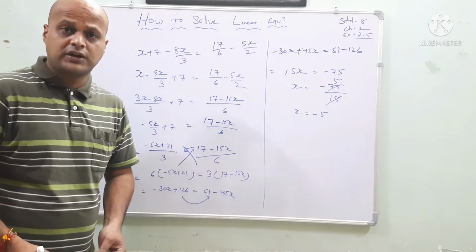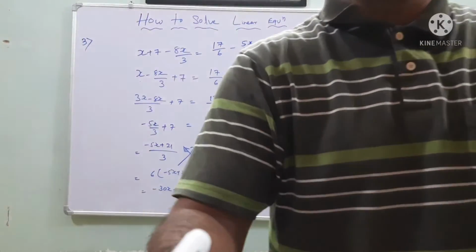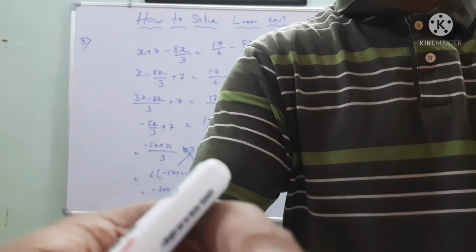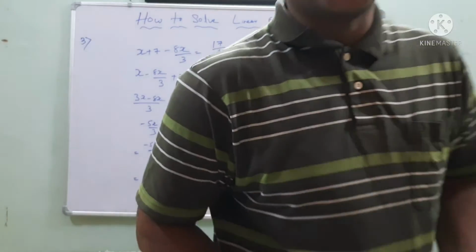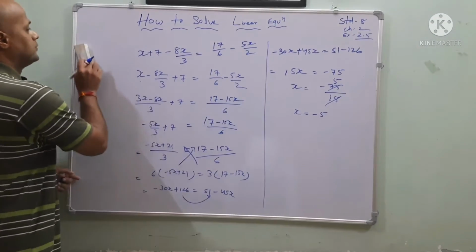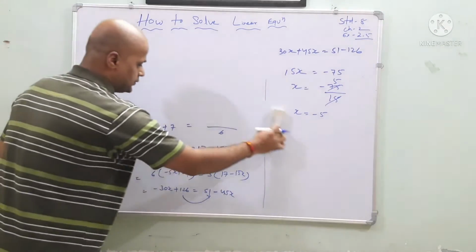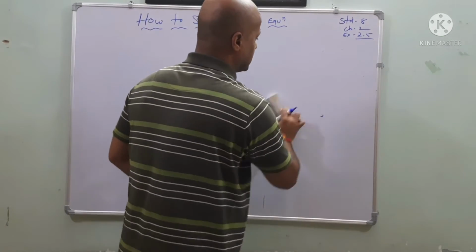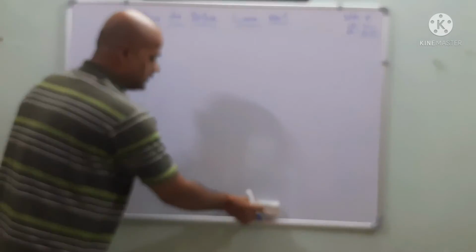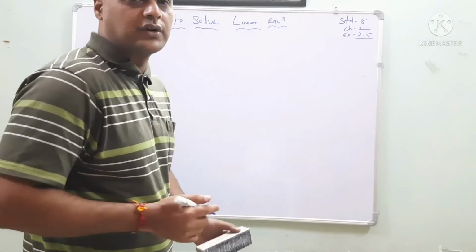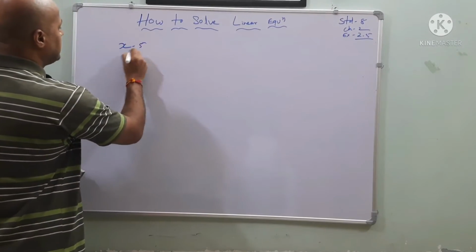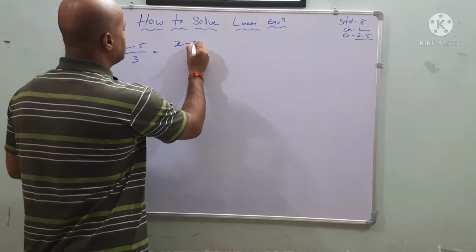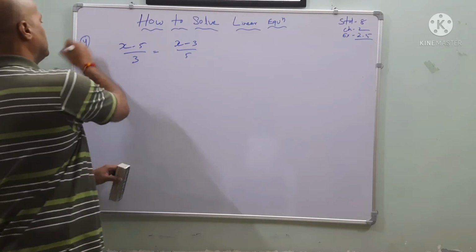Shall we go for the next one? Okay. I will write the question first. The next one is question number 4. Do the step by step process so that you can get the answer correctly. The next one is the very, very easiest one. x minus 5 by 3 is equal to x minus 3 by 5. This is question number 4.